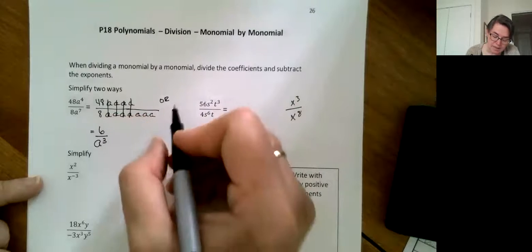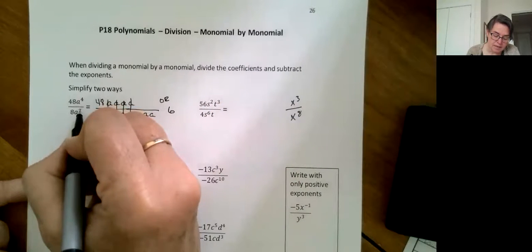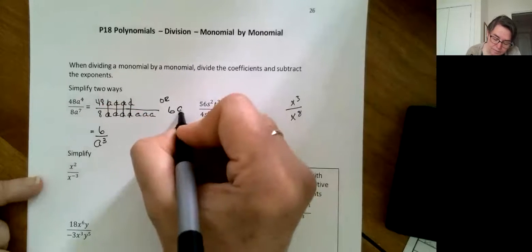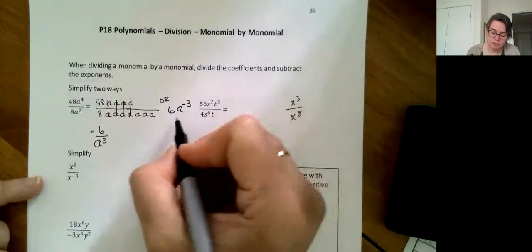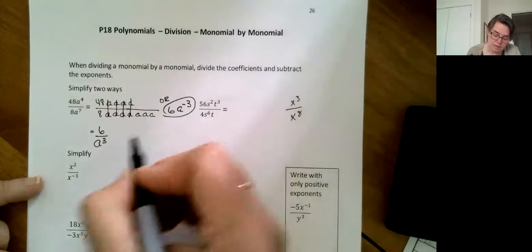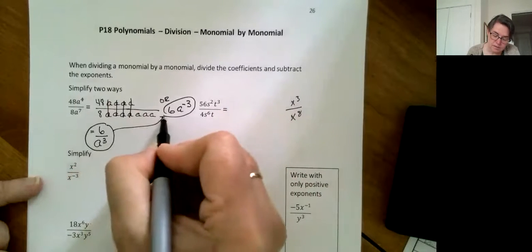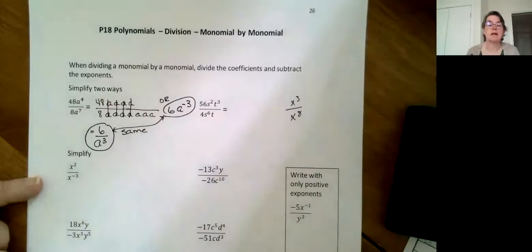48 divided by 8 is 6. And a to the 4 divided by a to the 7. I'm going to subtract and go 4 minus 7. And there we go. So you can subtract your exponents. And both of those mean exactly the same thing.